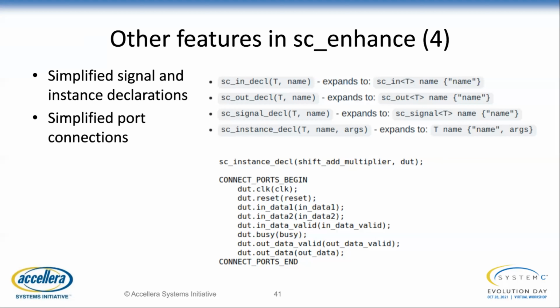Another feature is simplified port connections. Currently in SystemC, we connect the ports in the constructor of the SC module, but with these macros, connect ports begin and connect ports end, you can add port connections anywhere you want in the SC module. So for example, here you instantiate your DUT, your block, and you want to connect some test bench signals to it, you can do it immediately after you have declared it using these macros. So that's another thing that can simplify the language.